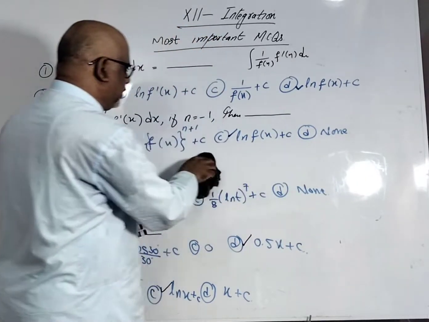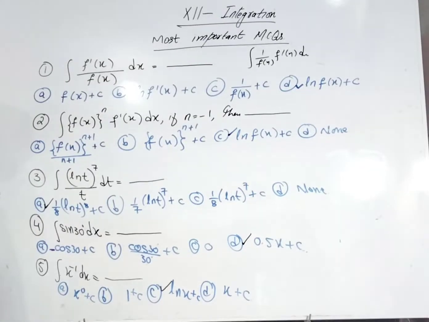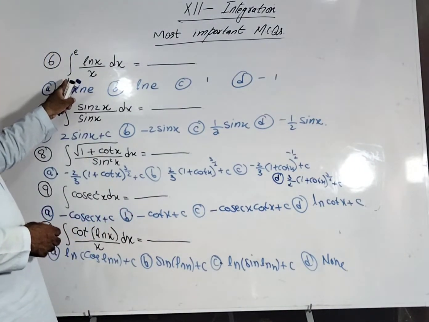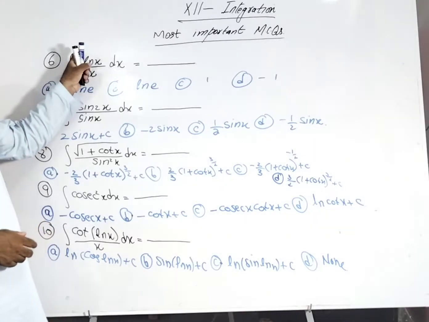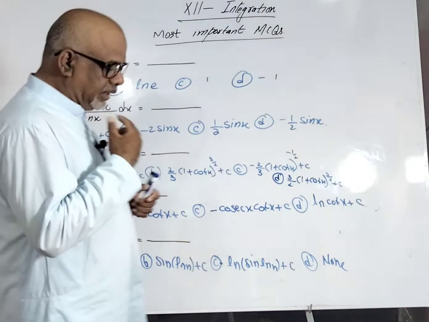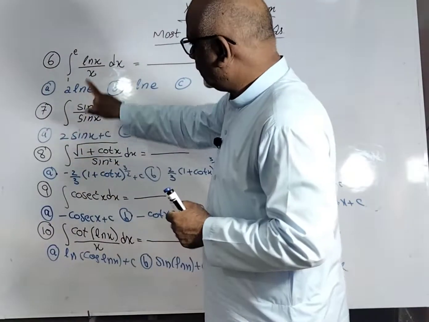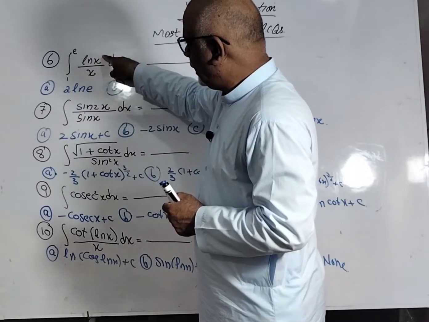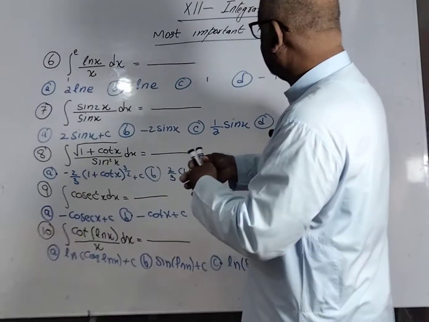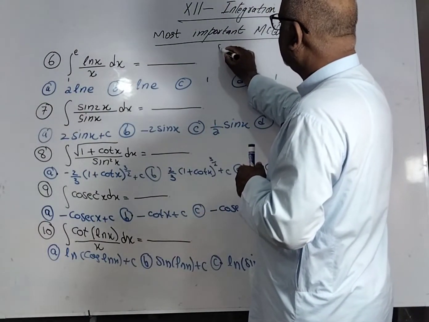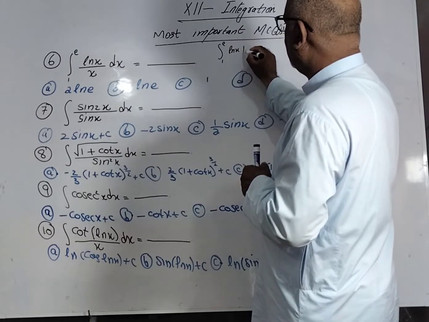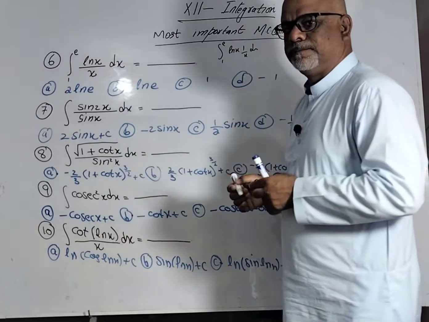Now dear students, come to the next MCQs here. Now come to the sixth MCQ: the integral from lower limit 1 to upper limit e of ln x divided by x. Dear students, again here this is ln x, the derivative of ln x is 1 upon x. It means again the function with its derivative is given here. You see here, this is the integral from 1 to e of ln x times 1 upon x dx.